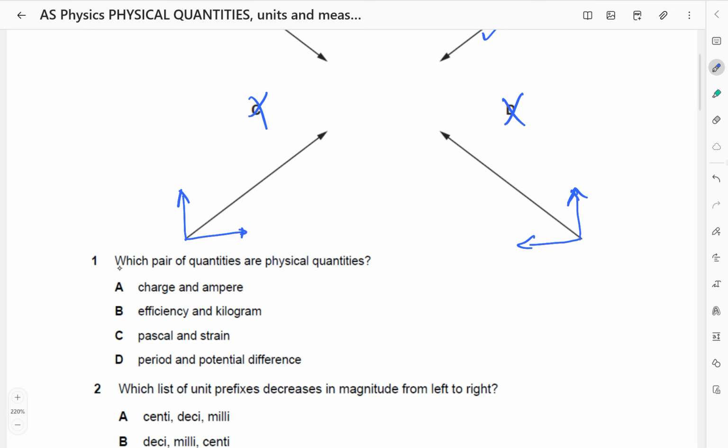Which pair of quantities are physical quantities? Remember, physical quantities should have a unit and a numerical magnitude. So charge and ampere, those are units. Kilogram, that is a unit. Pascal, that is a unit. Period is time. Potential difference. So the answer is going to be D.